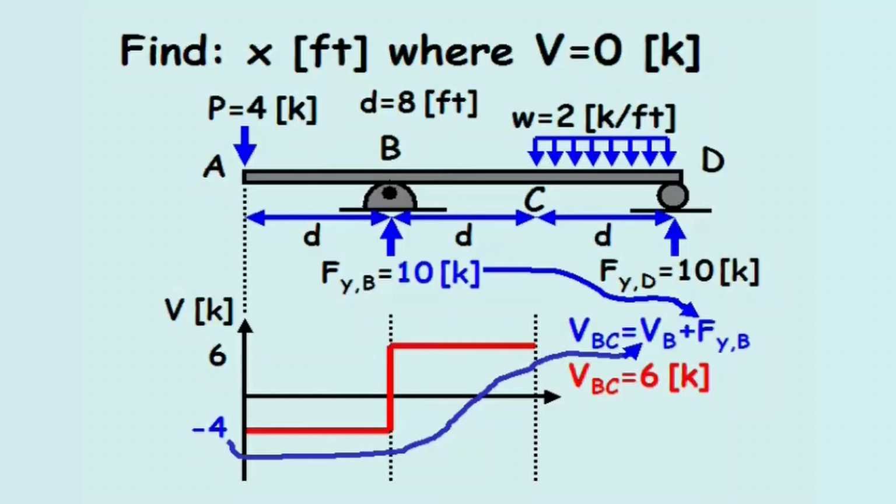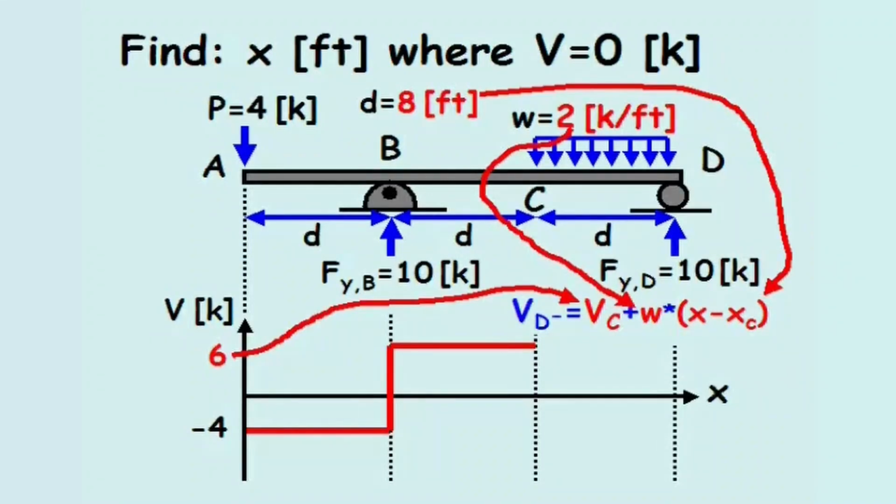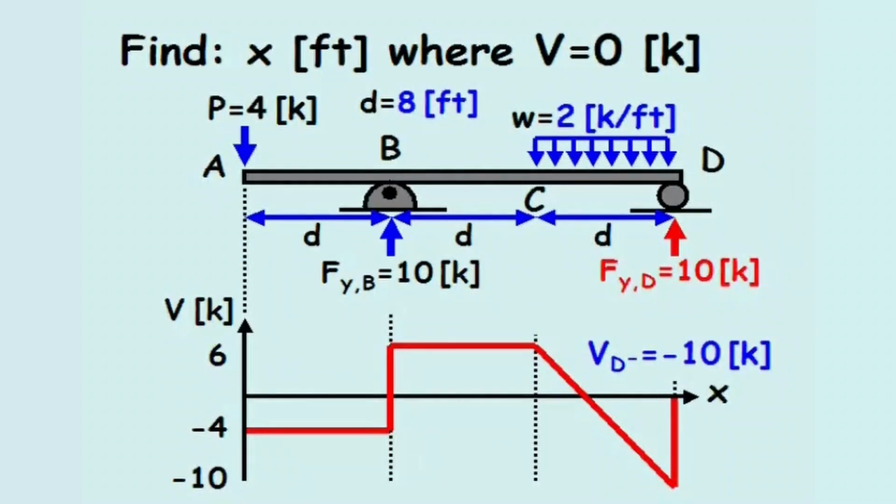Lastly, the shear force in the beam between joints C and D equals the shear force at point C plus the continuous force, W, times the length of the continuous force. To find the shear just left of joint D, we can set x minus x sub c equal to the entire length of CD, d. And the shear force just left of joint D equals -10 kips. This makes sense because the vertical reaction force at joint D also equals 10 kips.